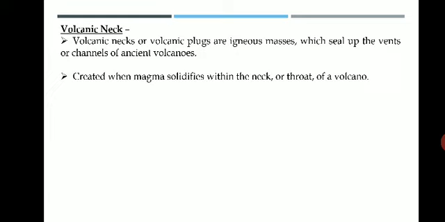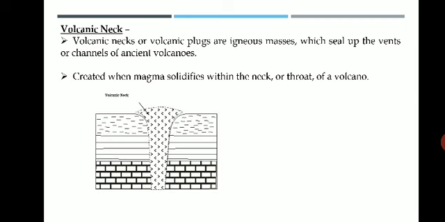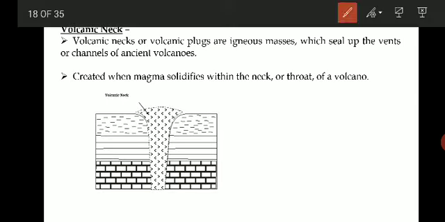Next is the volcanic neck. A volcanic neck is again one more structure which is a discordant body. These volcanic necks, also called volcanic plugs, are igneous masses which seal up the vent or the channels of an ancient volcano. They are created when the magma solidifies within the neck or the throat of the volcano. Here I'll show you an image, then you will understand what is meant by volcanic neck.